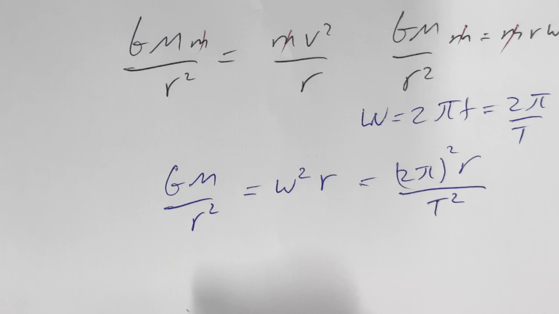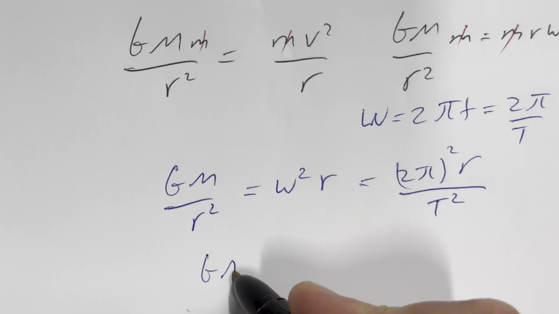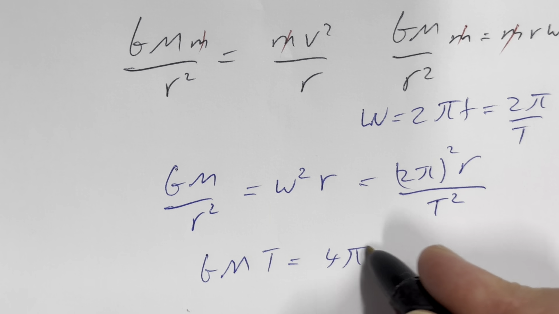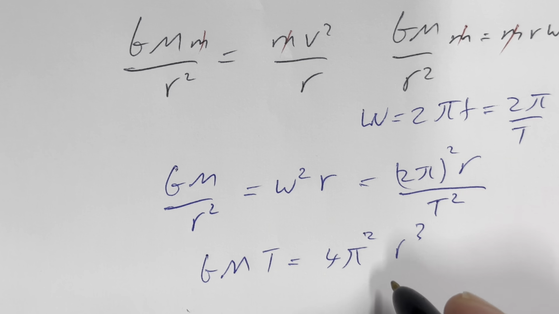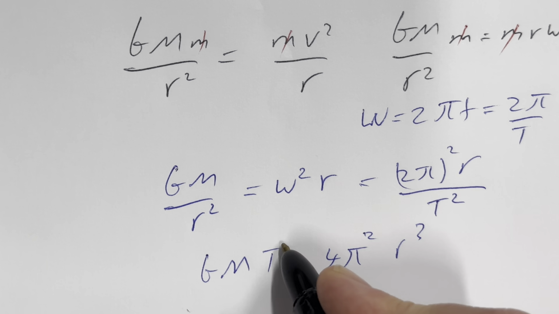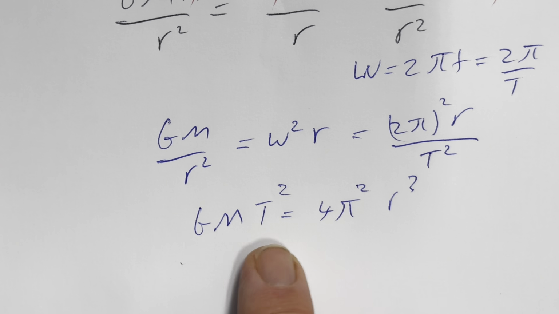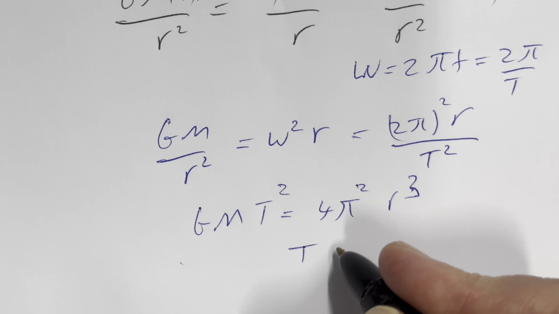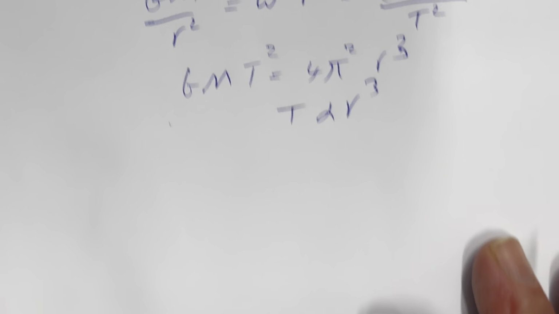So I think what I'm going to do now is cross multiply, and you get GM T squared equals 4 pi squared r cubed. And then you could rearrange that for T to find the period of a geostationary orbit. You can rearrange that for r, to find the radius of a geostationary orbit, or T squared is proportional to r cubed, which is Kepler's third law.